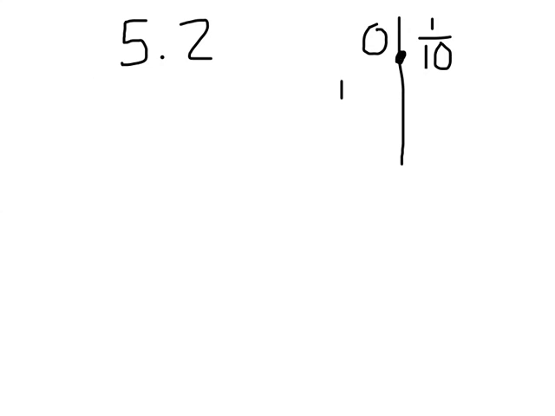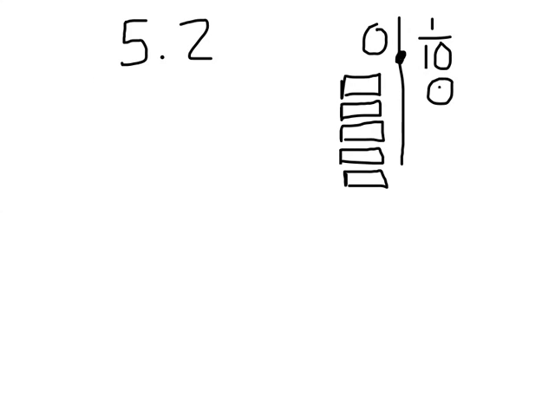So that means that I have 5 ones, 1, 2, 3, 4, 5, and 2 tenths. So I would have 2 tenths, 1, 2. To write this number in expanded form, I'm simply going to write each digit as its value. I have 5 ones, so I have 5 groups of 1, or 5 times 1. Please go ahead and write that down on your paper.